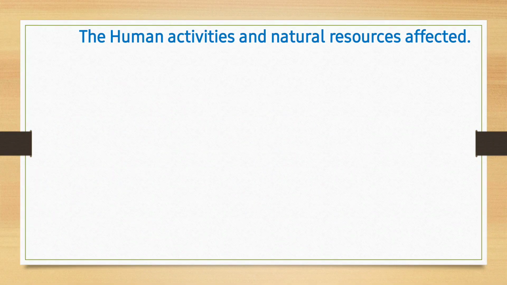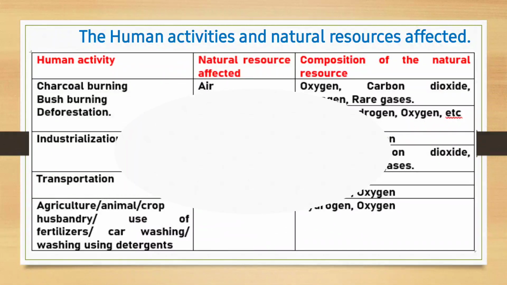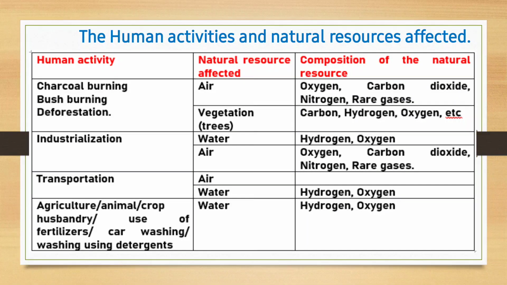All right, so in this table on this other slide, we have the human activities and the natural resources affected and the composition of the natural resource affected. So when you see any scenario having activities like charcoal burning, bush burning, and deforestation, then you must have an understanding of the natural resources affected. For example, charcoal burning affects both air and vegetation, that's trees, because you need trees. All right, so it's affecting the trees.